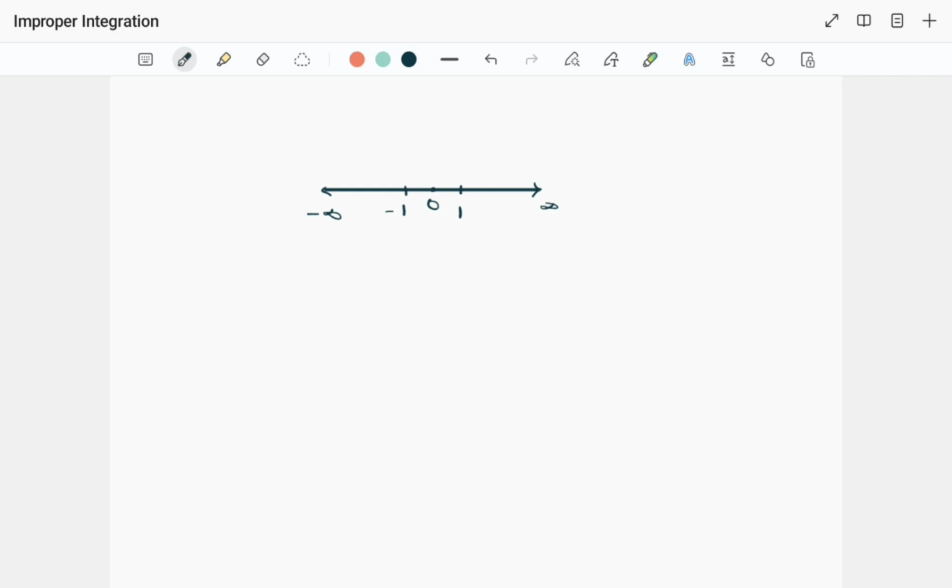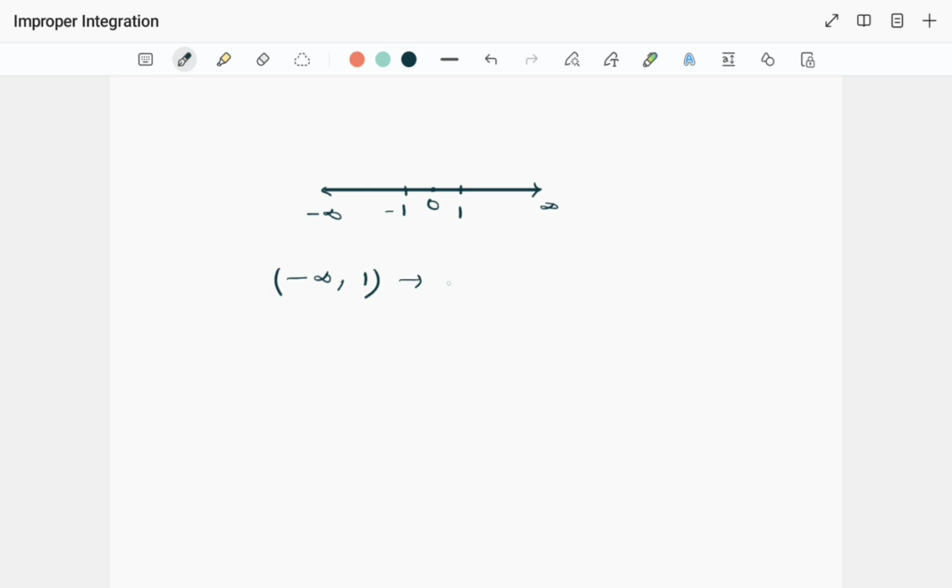According to the length of the interval, we can classify intervals into two parts: finite intervals and infinite intervals. What is a finite interval? When the length of the interval is finite, it is a finite interval, and if the length is infinite, then it is an infinite interval. So if we write -infinity to 1, this represents an infinite interval. Why? Because the length is infinite.